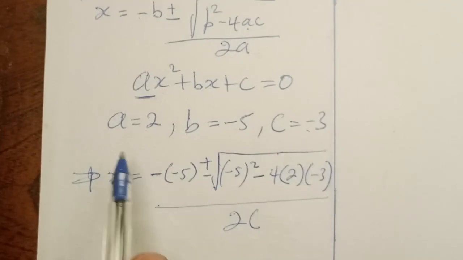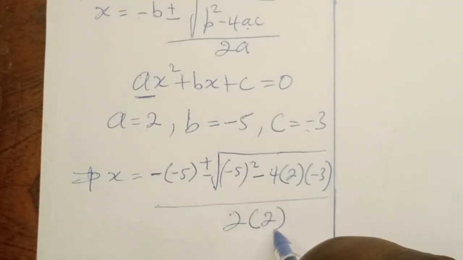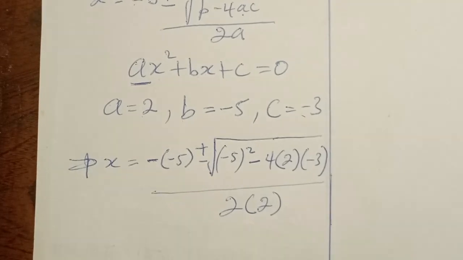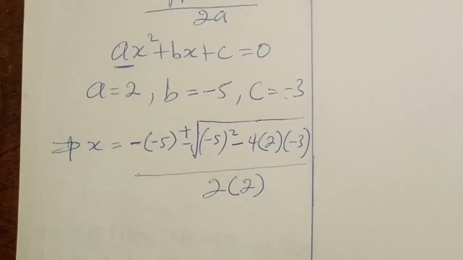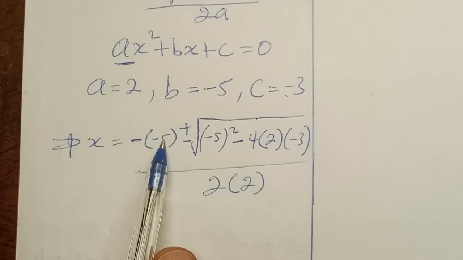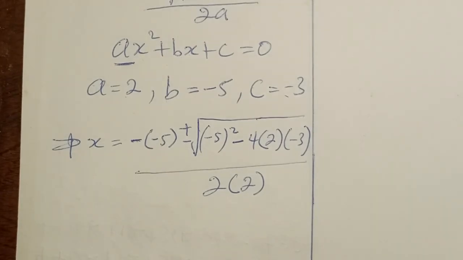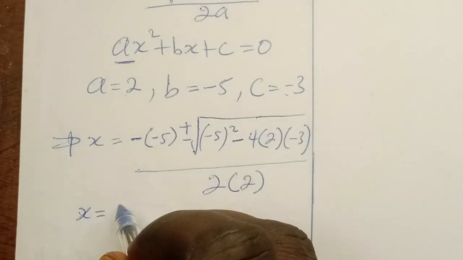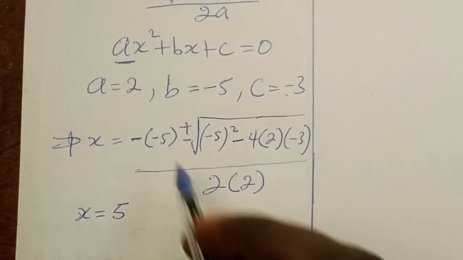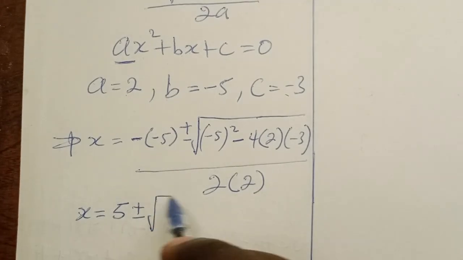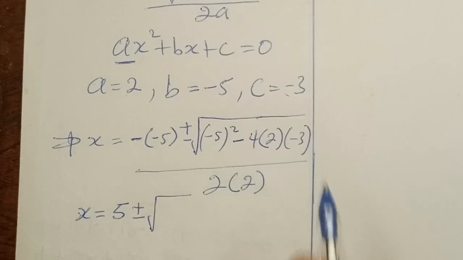Our a already is 2, and we now simply express it in a simple term. Let's try it out. In this case, we have minus into minus, that is minus times minus 5 is going to give us positive 5, that is just 5. So x will be equal to 5 plus or minus square root, 5 squared is 25.